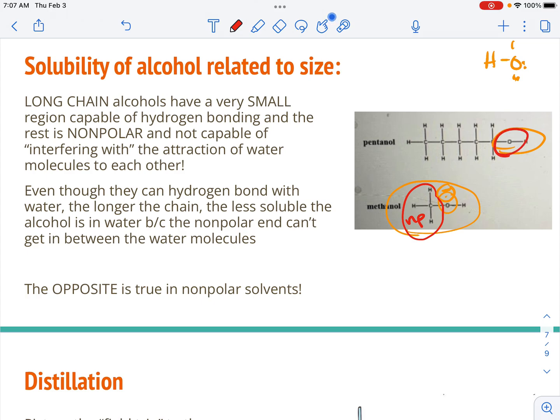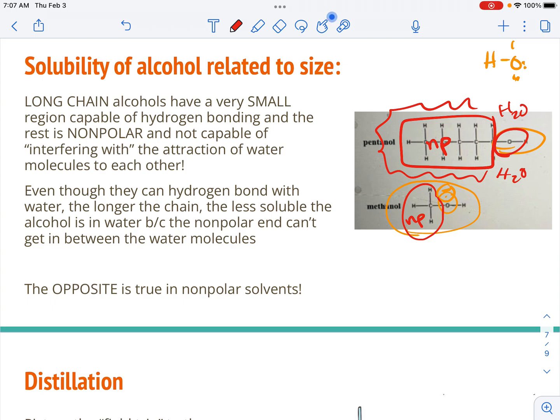But here we have this spot on pentanol where we're able to create hydrogen bonds, but notice that this non-polar region is really long. Picture that if this were trying to fit in between water molecules, you might be able to get a water molecule here, you might be able to get a water molecule here, but this region right here isn't really going to be able to reach in between water molecules and break the existing hydrogen bonding that's holding the water to itself. So the longer alcohol or organic chains get, the less soluble they are.